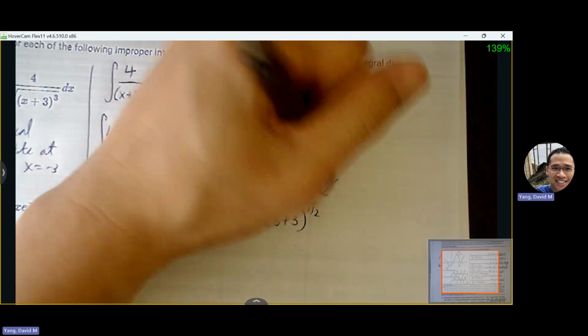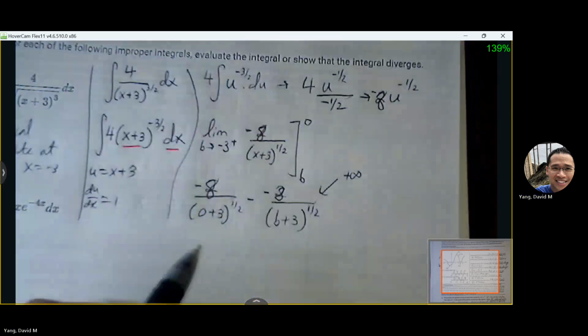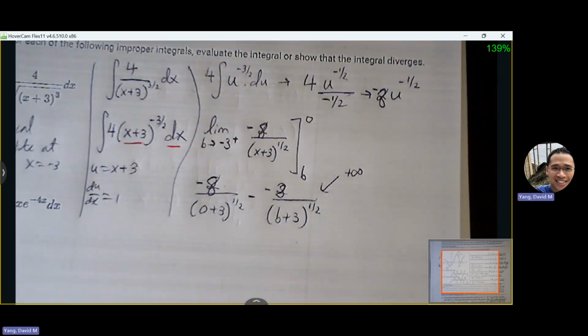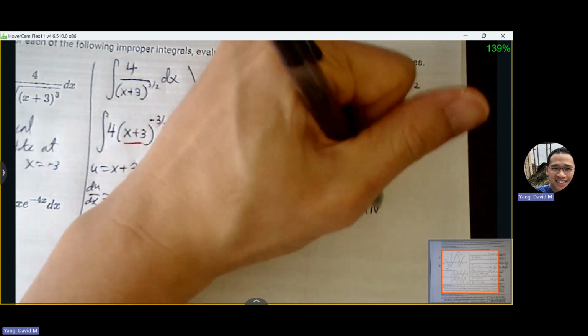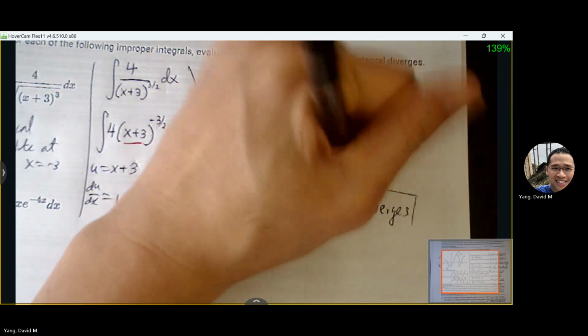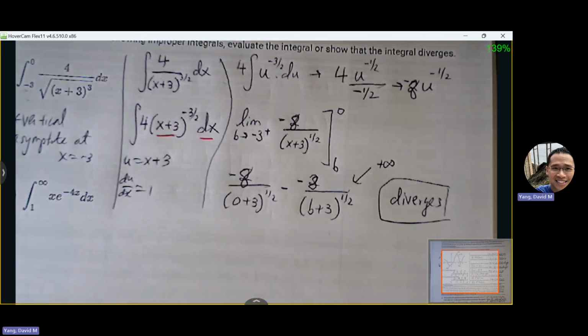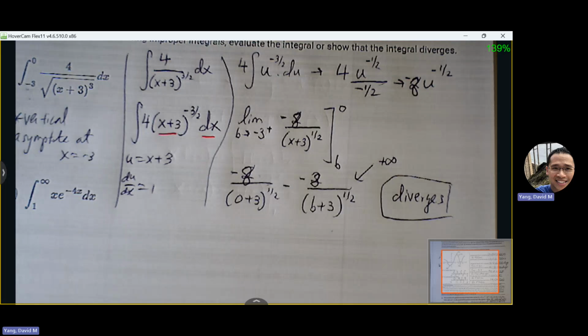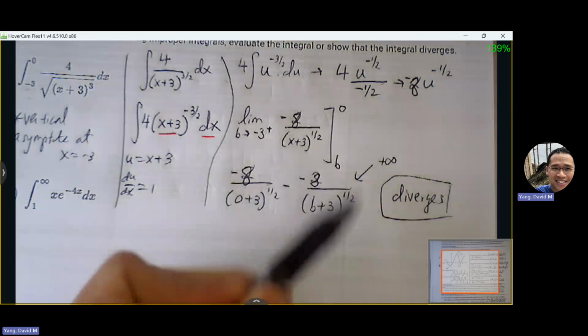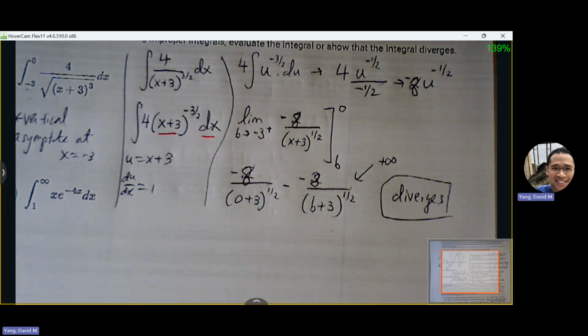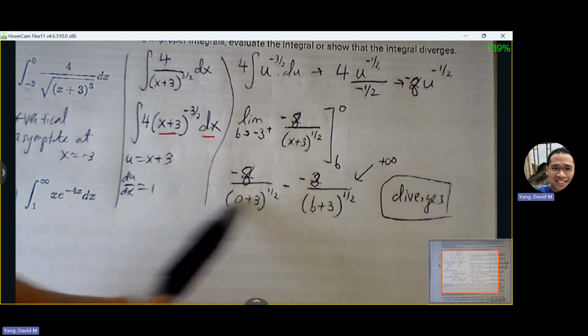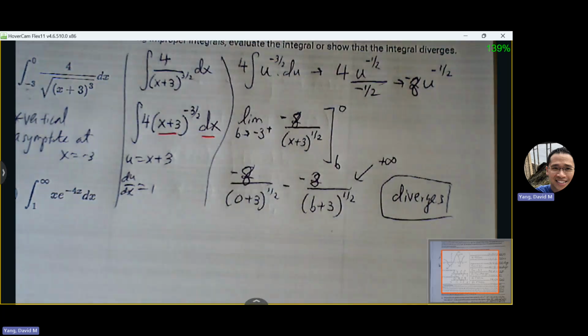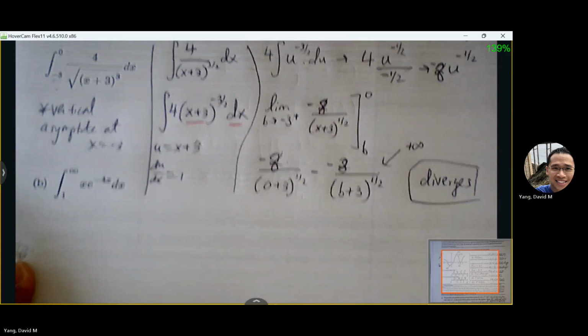So if one piece goes to infinity, the whole thing breaks down, right? We know that our answer is going to diverge. All right, we're not able to produce a real number because my fraction isn't decreasing to 0, it's going up to infinity. So it doesn't matter that this is a real number. If one portion is diverging, the whole thing diverges as well.